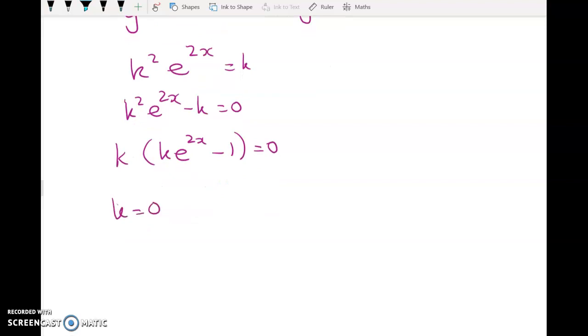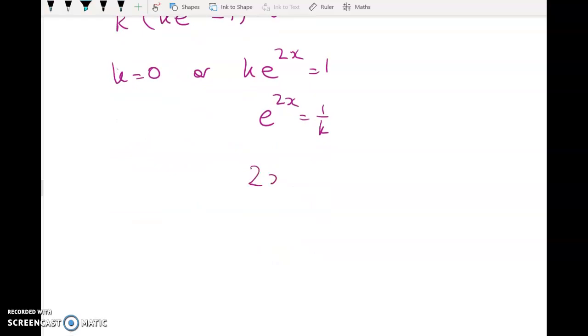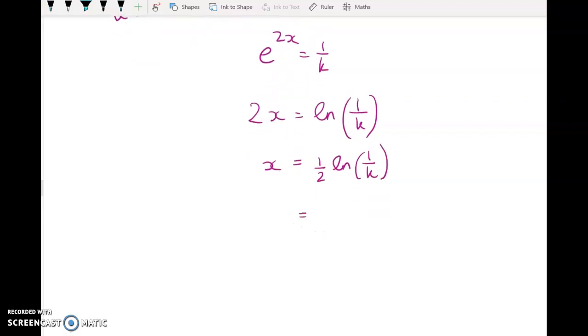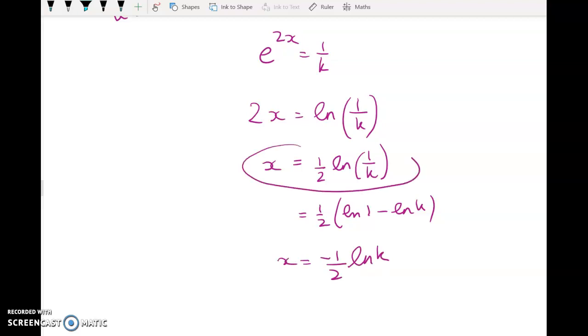So either k is equal to 0 or k e to the 2x is equal to 1. E to the 2x is 1 over k, giving us, by taking logs of both sides, 2x is equal to the log of 1 over k. So x is equal to 1/2 times the log of 1 over k. Now you can leave it like that, or you can realize that this is equal to 1/2 of log of 1 minus log of k, and get the bottom limit as negative 1/2 log k. And that's what I did, but it will work out just fine if you work the whole way through with that one as well.